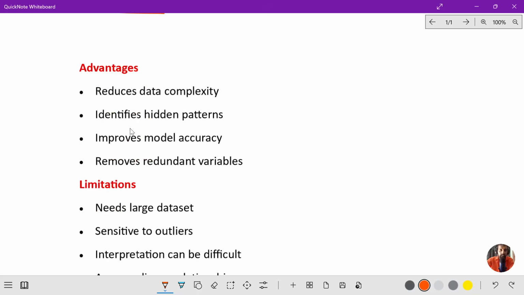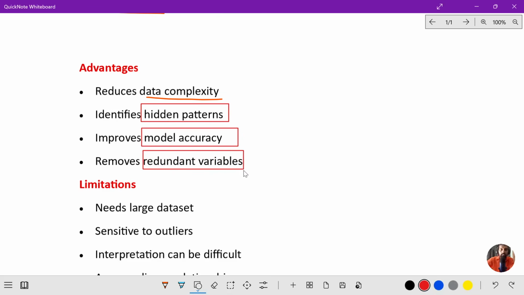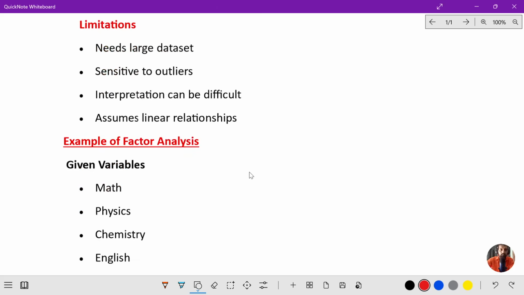Now what are the advantages? It reduces data complexity, identifies hidden patterns, improves model accuracy, and removes redundant variables. What is the meaning of redundant variables? It removes the duplicate variables. Now we'll see the limitations of factor analysis. It needs a large data set, it is sensitive to outliers, interpretation can be difficult, and it assumes linear relationships.